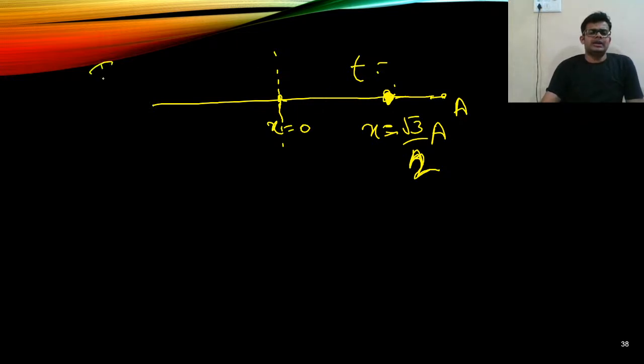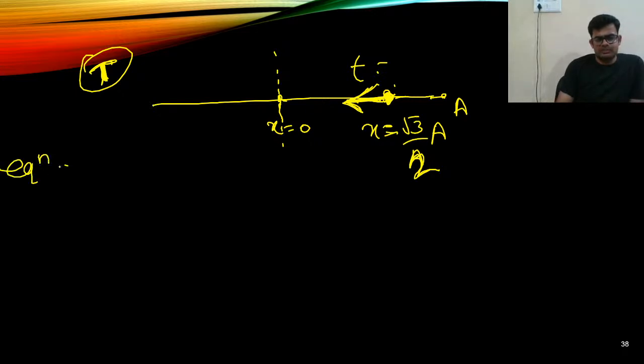Let us consider the time period to be capital T. You just consider that. And the motion of the particle is towards the mean position. Are you getting? The motion of the particle is towards the mean position. So what will be the equation of SHM? First thing, my dear friends, the question is, what will be the equation of SHM?